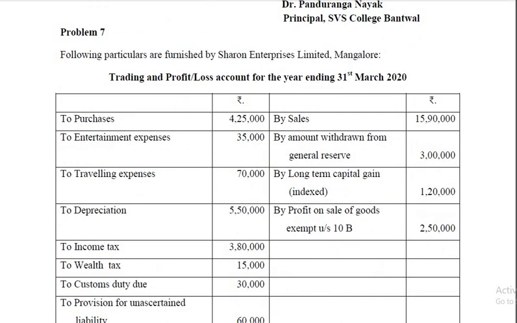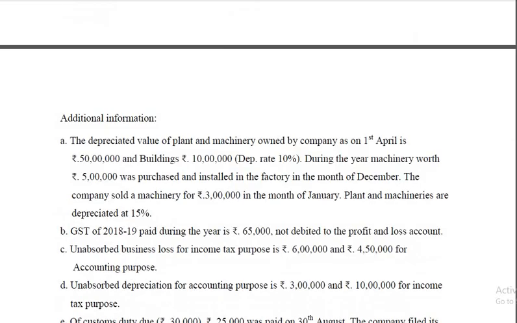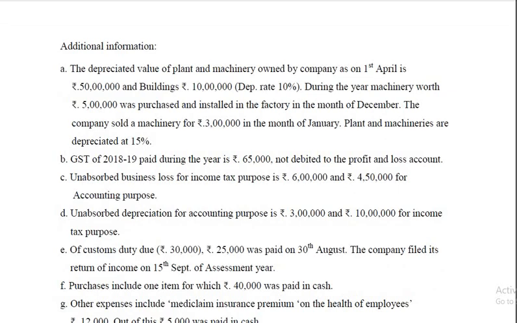This is the trading and profit and loss account of Sharon Enterprises Limited, Mangalore. So the trading and profit and loss account is given here, followed by some additional information. The depreciated value of plant and machinery owned by the company as on April is 50 lakh and building rupees 10 lakh.